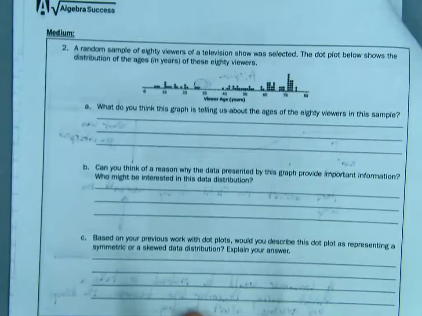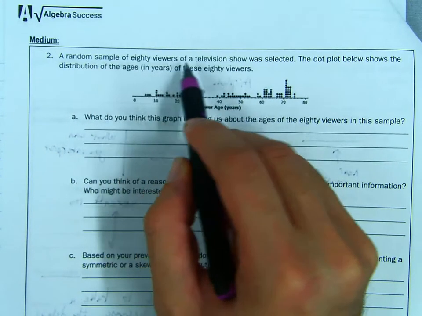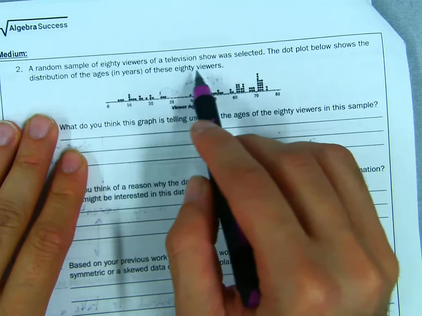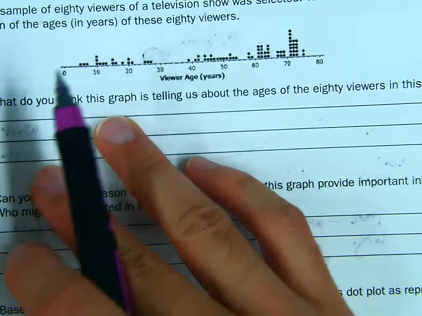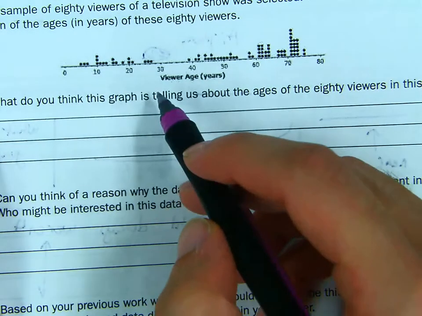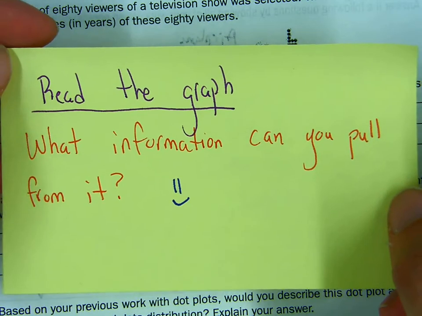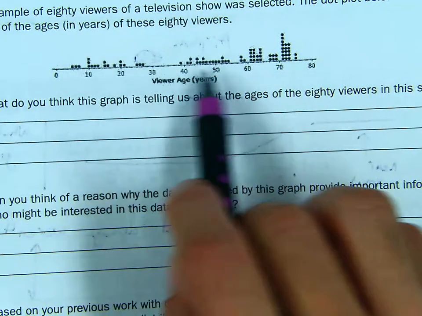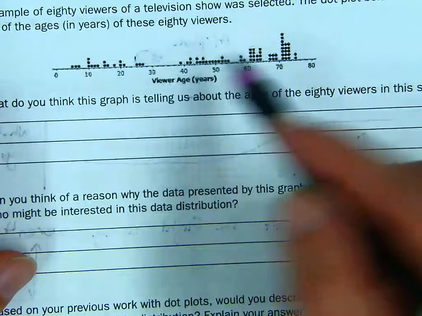It says, a random sample of 80 viewers of a television show was selected, right? The dot plot below shows a distribution of ages in years of these 80 viewers, okay? So here is a television show. I don't know what show it is, but notice that these are the ages of the people who watch the show, right? Based on this, let's pause the video. What information can you pull from it, right? Without even looking at these questions, just based on this, you have 80 people watching a TV show, and here are the ages of the people who are watching the show.